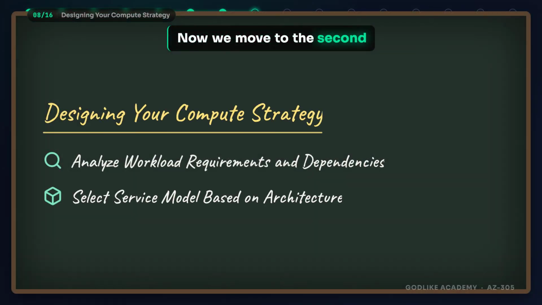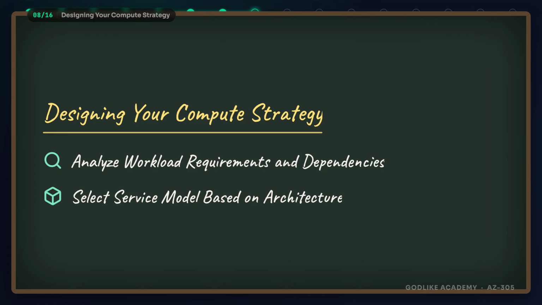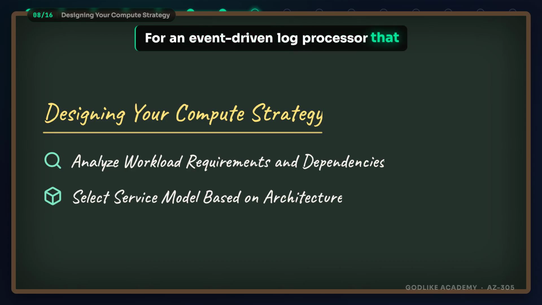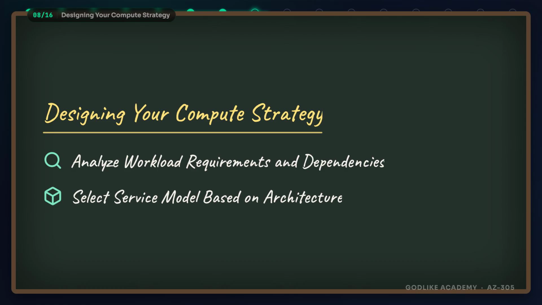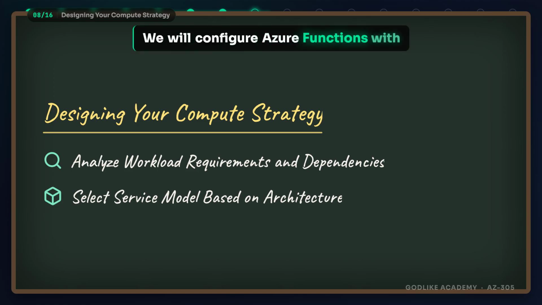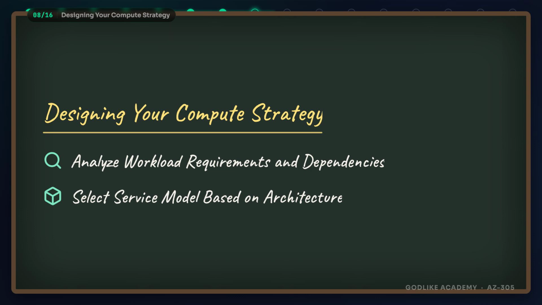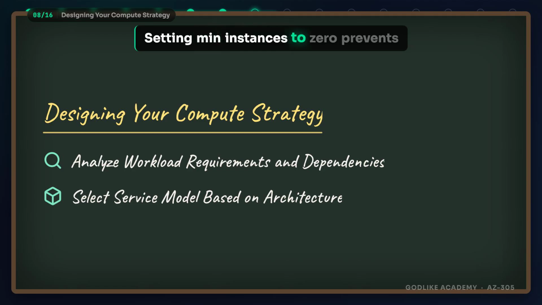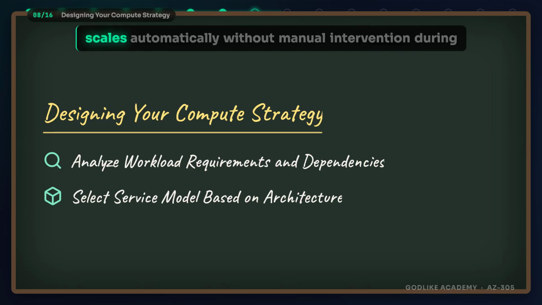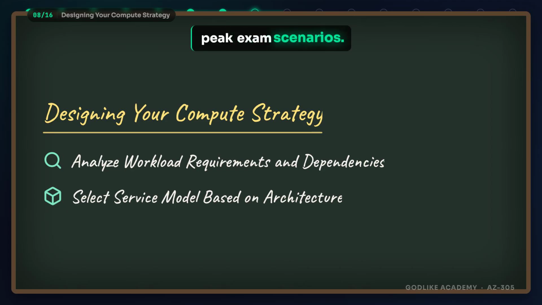Now we move to the second step. With requirements defined, we select the service model. For an event-driven log processor that runs briefly and sporadically, we shift away from persistent infrastructure toward a function-based approach. We will configure Azure Functions with consumption plan pricing to match variable traffic patterns. Setting min instances to 0 prevents cold start delays, ensuring your architecture scales automatically without manual intervention during peak exam scenarios.